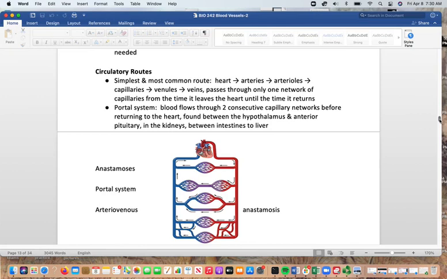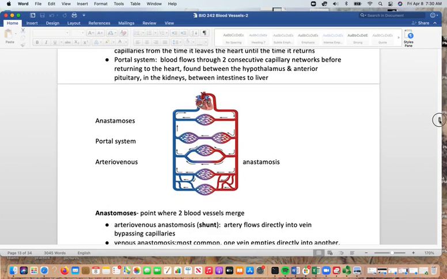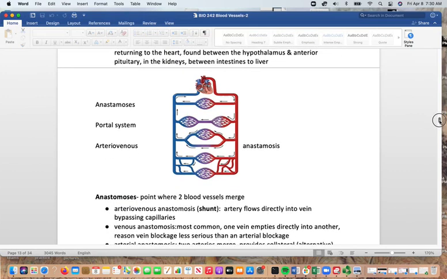So this is a visual diagram that lets you see some of the comparison of these different types of systems. So here down at the bottom, you can see where there is some anastomoses, where the two vessels will merge. Up here, you've got a portal system where it's going to make one stop and then a second stop.